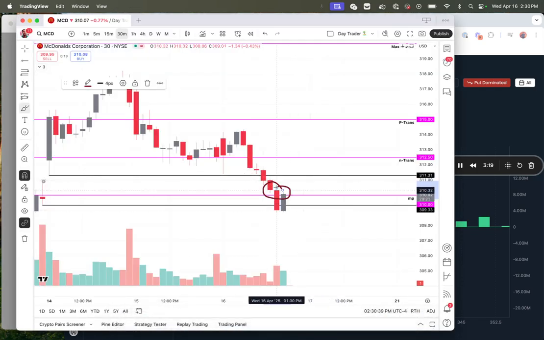It doesn't get very complicated with this, right? So we sold into strength, and that's it. We took our wins and we moved on to the next trade.